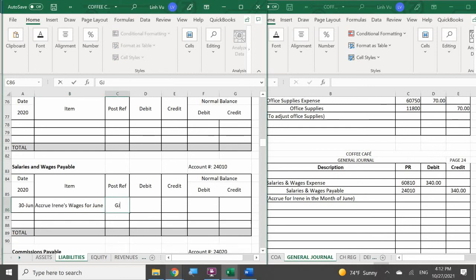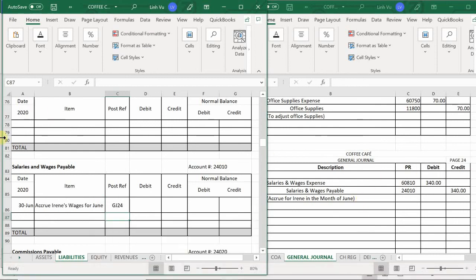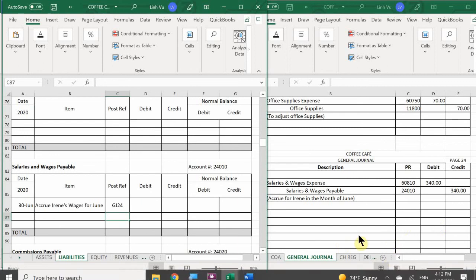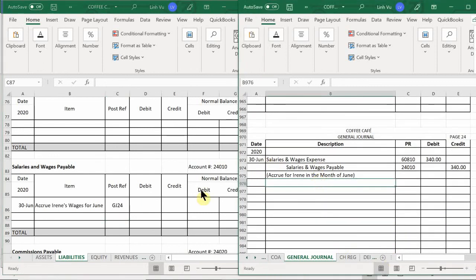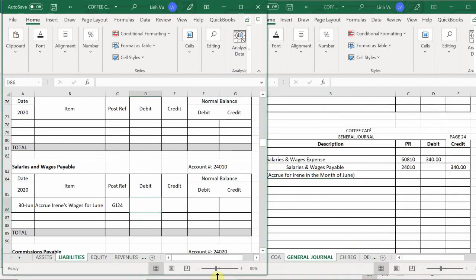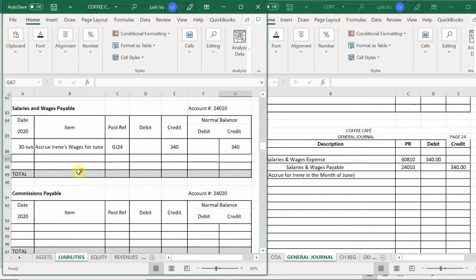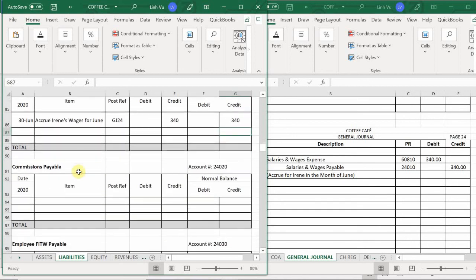Oh, you're not still on the 23? No, I started the 24th. I just started the new one. 340.